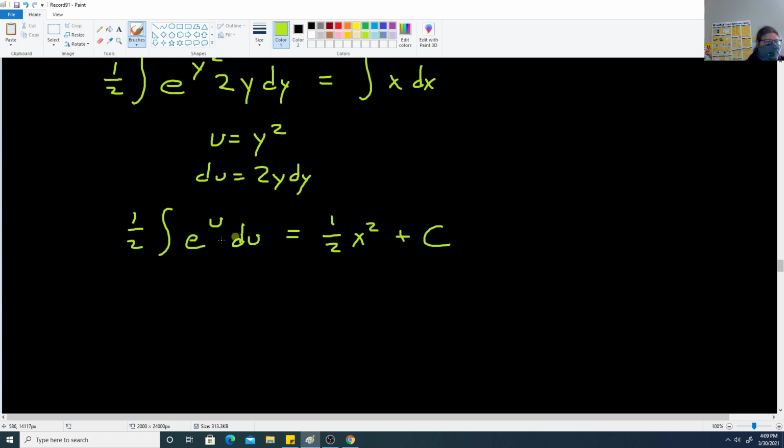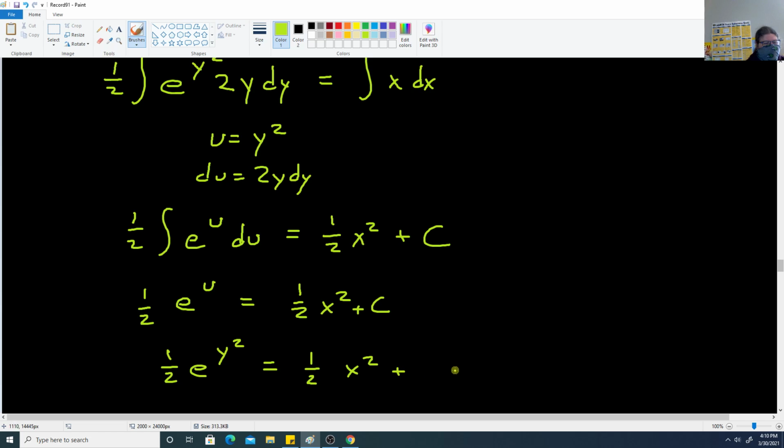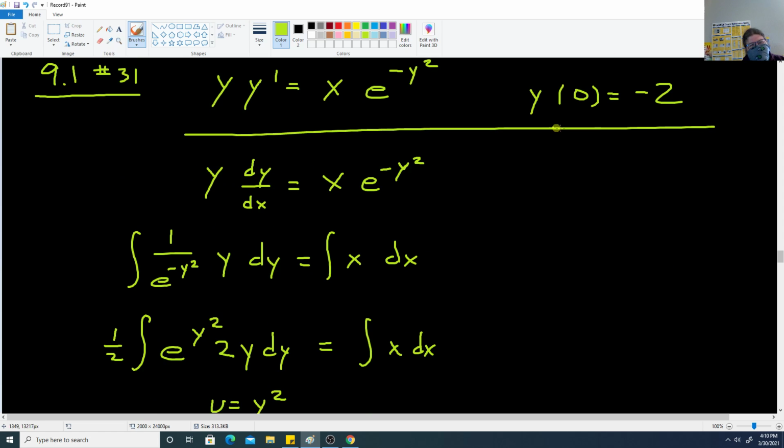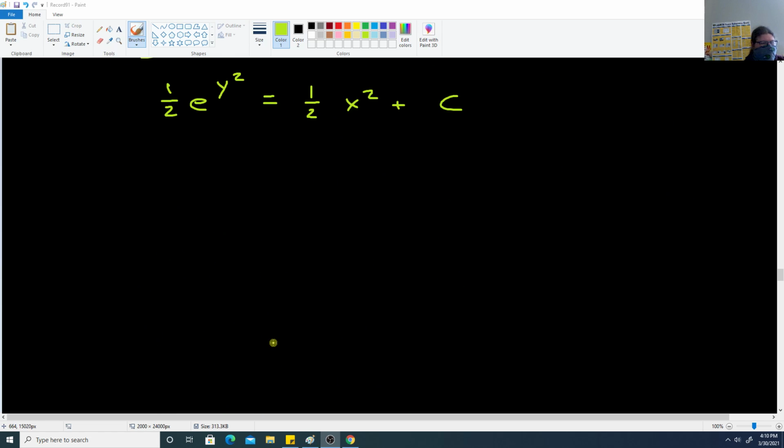So I need to actually integrate this side. E to the u is its own antiderivative, so this just becomes e to the u equals 1/2 x squared plus c. I need to replace u with what u is in terms of y, so I get 1/2 e to the y squared equals 1/2 x squared plus c. So now I need to solve for y, and then once we solve for y, we can use this initial condition back up here, and that will let me figure out the particular solution for that general solution.